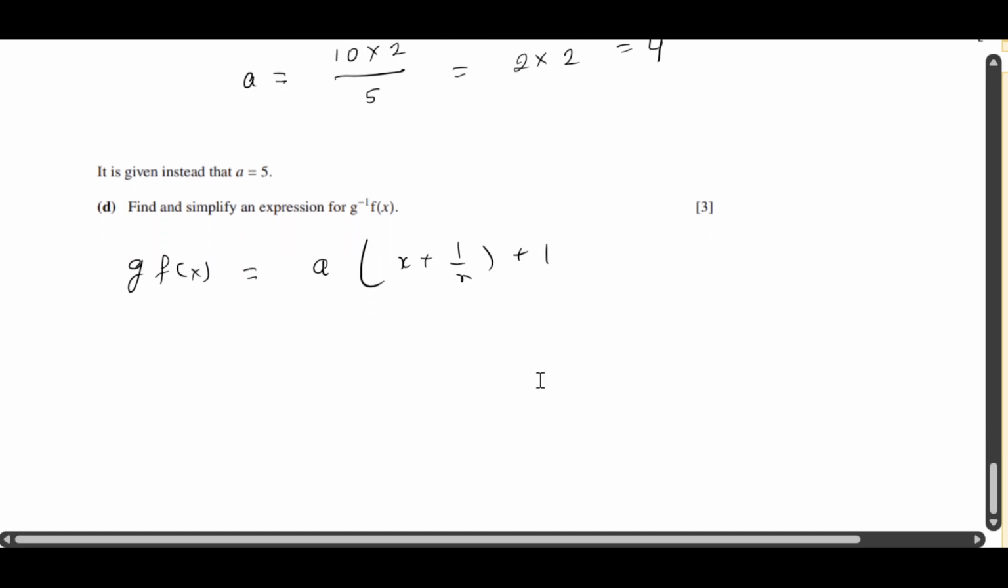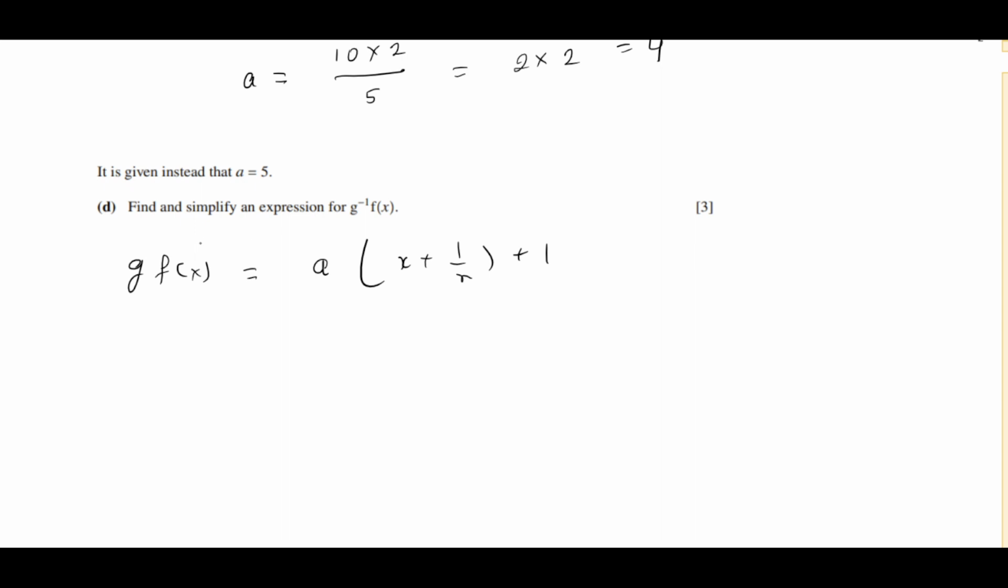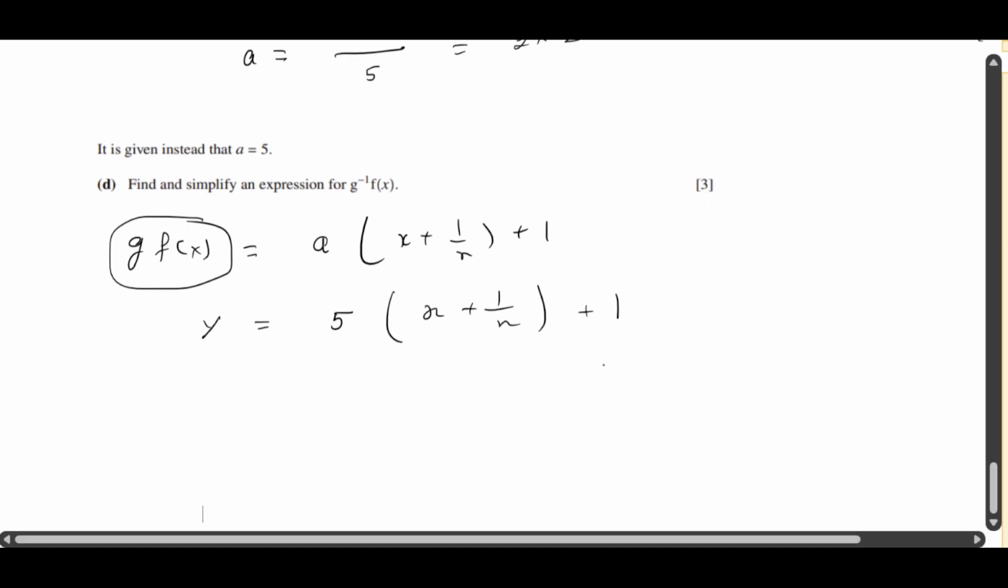What you can do is replace this whole function with y. The value of a is given as 5, so y is equal to 5 times (x plus 1) upon (x plus 1). Then we can interchange x and y and then again simplify for y.